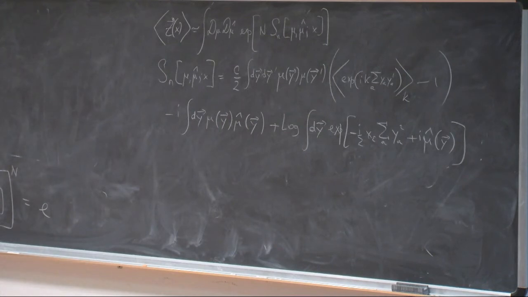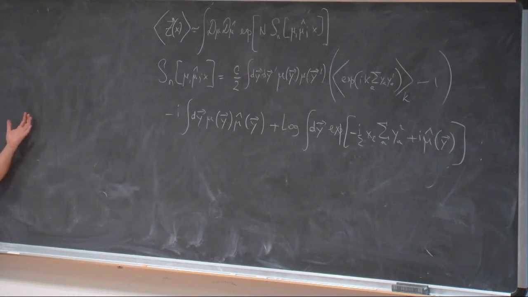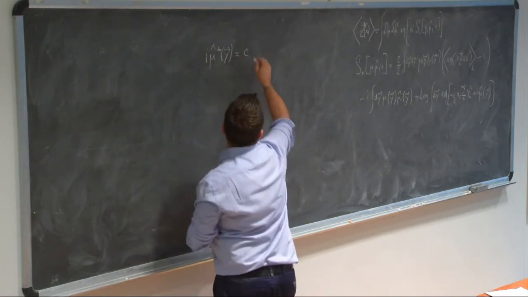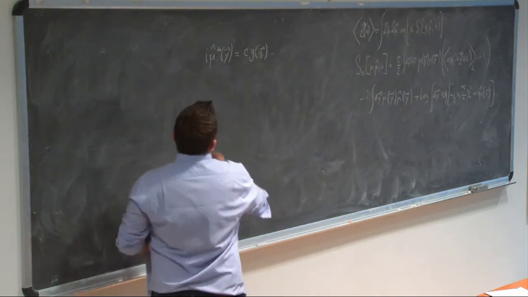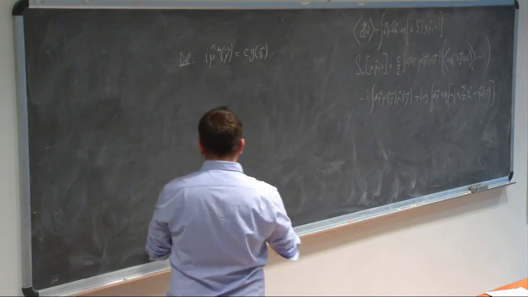So now we can write the saddle point equation. If you look at your notes for the GOE, you can probably already guess what the final saddle point equation will be. We will have two saddle point equations as before. We can combine them together as we did before. So I'll just write down the final equation. Let's change notation a bit to make things lighter. We call i mu hat star of y equal to c times g of y. We take this as a definition of this new function g of y to make the notation light.